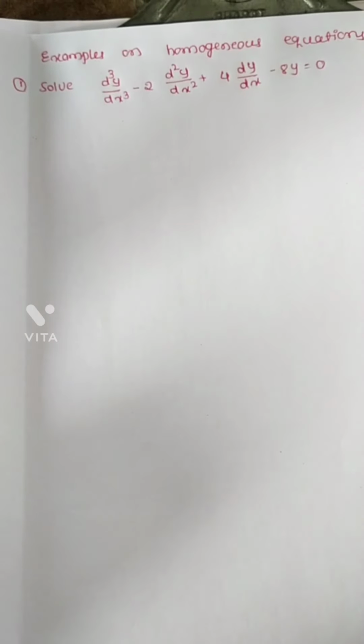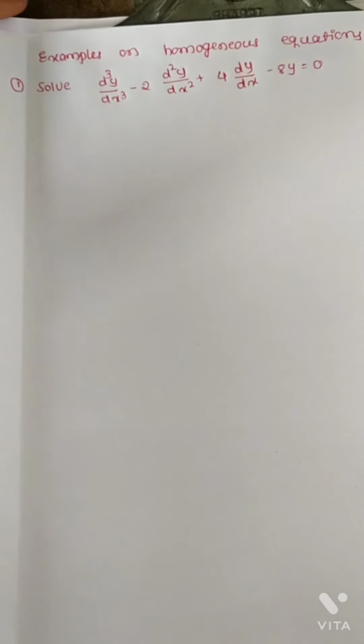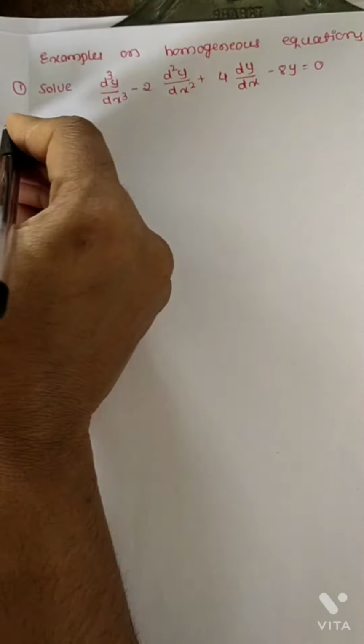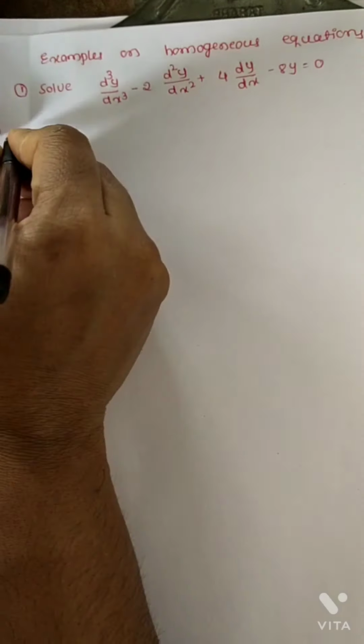Let's take some more examples on homogeneous equations. The first example is d cube y by dx cube minus 2 d square y by dx square plus 4 dy by dx minus 8 is equal to 0. This we have to take in the form of a differential operator: D cube minus 2D square plus 4D minus 8, taking y common from all the terms, is equal to 0.